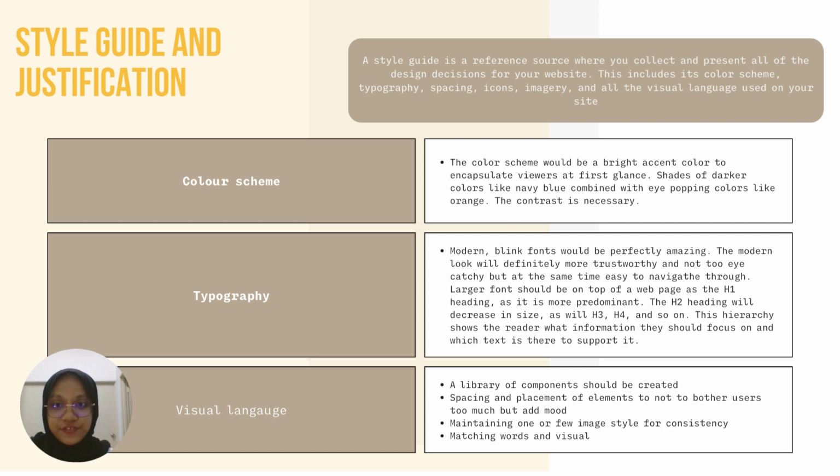Next, for style guide and justification, the three important elements that we put in our system are color scheme, typography, and visual language. For color scheme, we use bright colors such as yellow to attract viewers at first glance. For typography, we use the Blinker font that we think will be perfectly amazing. For visual language, we believe that the icons we use will be understood and not bother users too much.